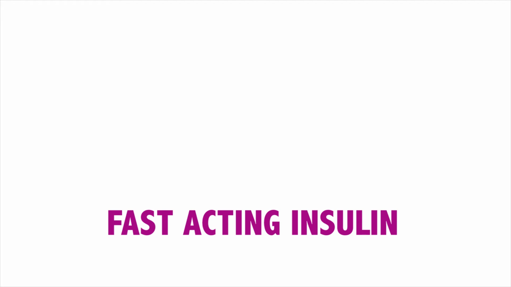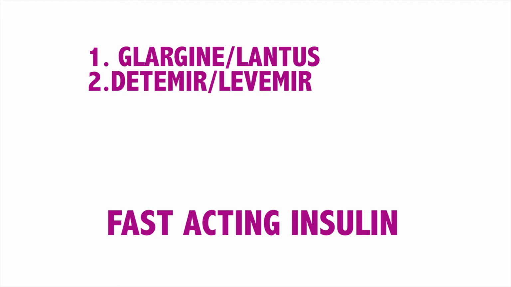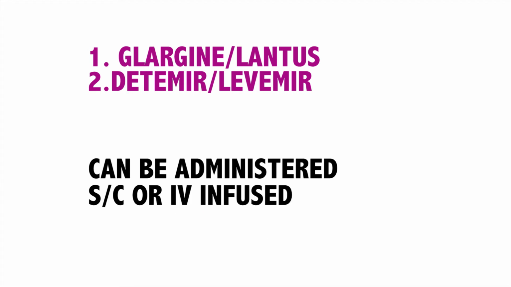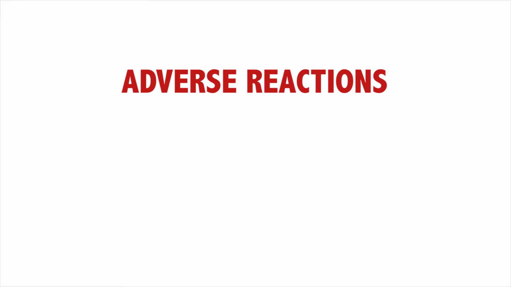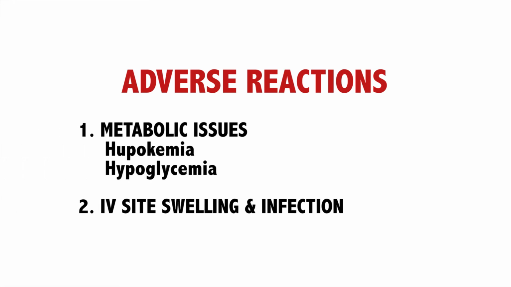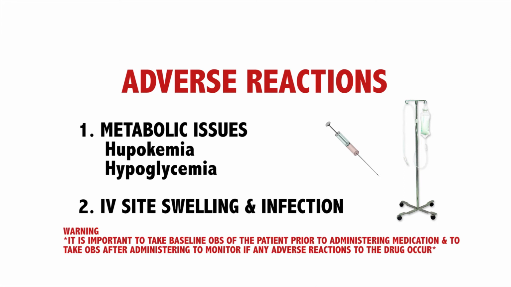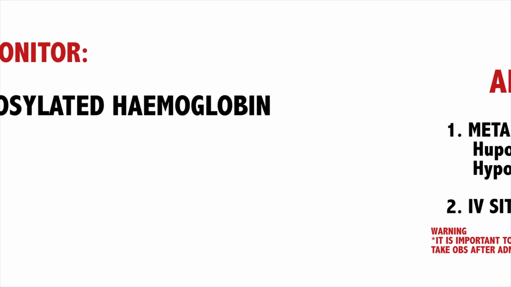Examples of long-acting insulins are insulin glargine and detemir. Trade names are Lantus and Levemir, which can be given either subcutaneously or by IV infusion. However, they are contraindicated in individuals with a history of systemic allergic reaction to pork. Some of the adverse reactions associated with this drug are metabolic issues such as hypokalemia, hypoglycemia, and swelling or infection at the site of injection or IV site. Therefore, it is very important to carefully monitor this medication and the patient before and after administration.